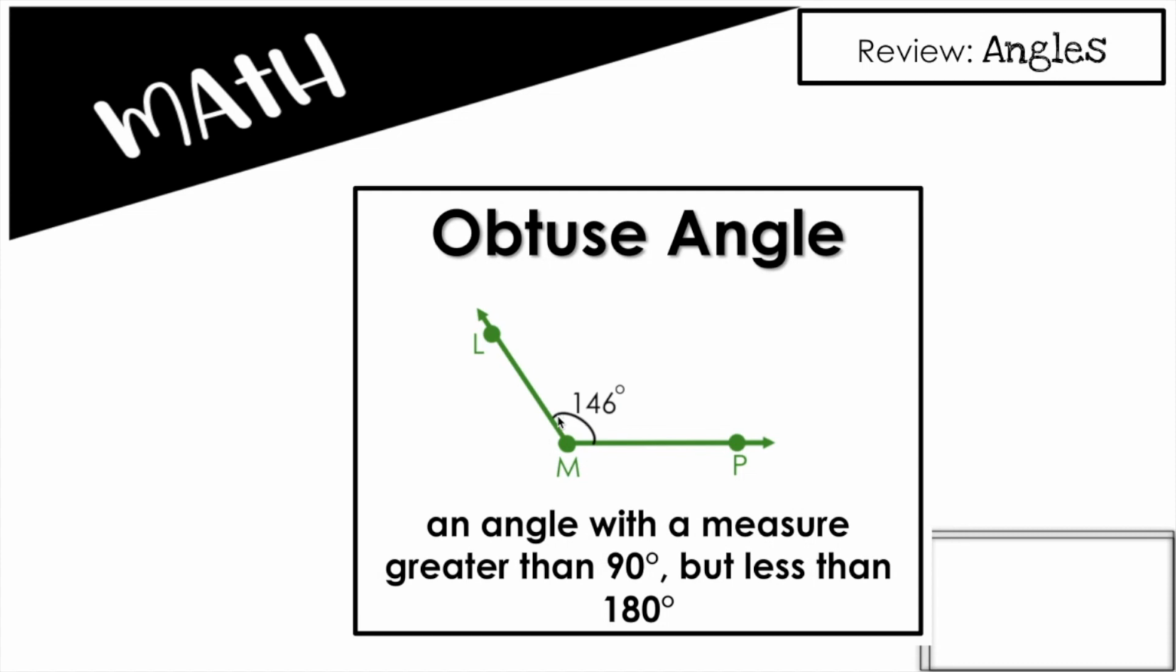Then finally, an obtuse angle is going to have that circle for the angle. And you want to know that it's greater than 90. Yep, it's more than 90 degrees, which is a right angle, but it's not more than 180. So it's going to be in this range, and 180 is a straight angle. So you're going to be in between this area of degrees.